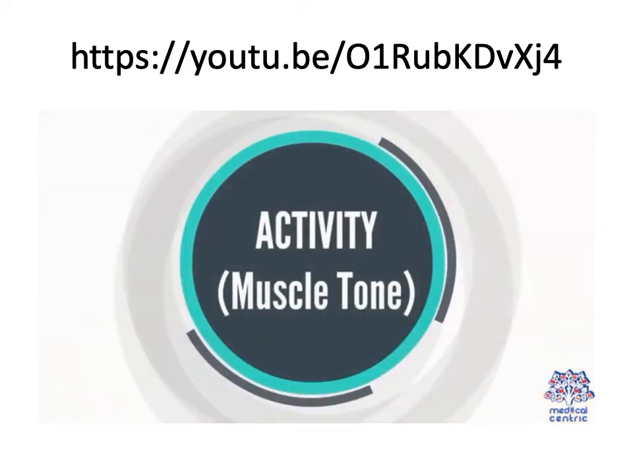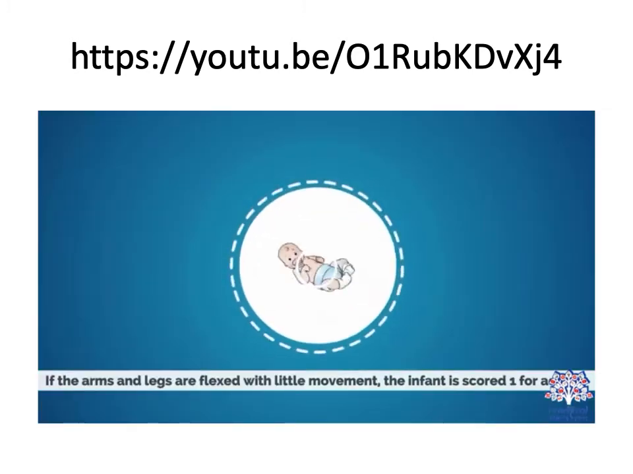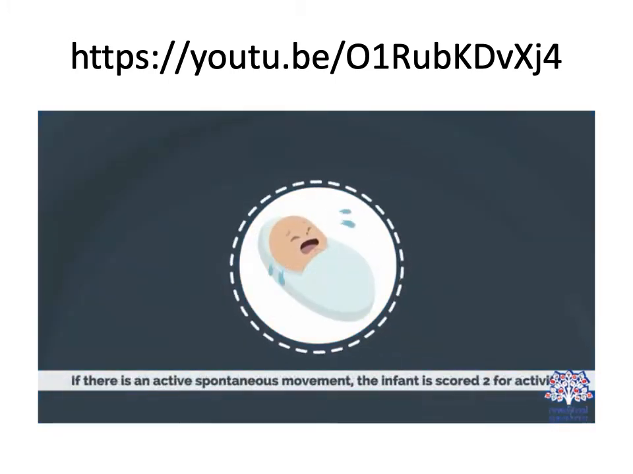Activity, or muscle tone. If the muscles are loose and floppy, and there is no movement, the infant is scored 0 for activity. If the arms and legs are flexed with little movement, the infant is scored 1 for activity. If there is active, spontaneous movement, the infant is scored 2 for activity.